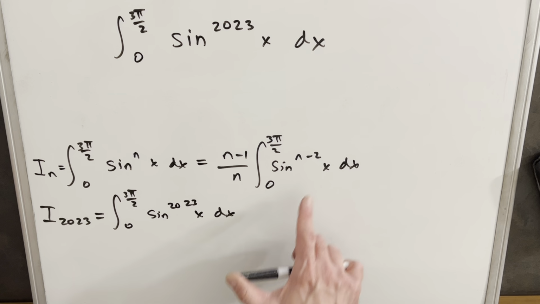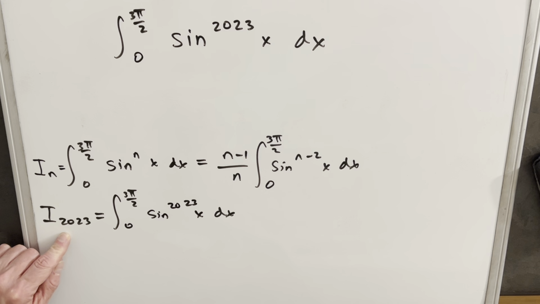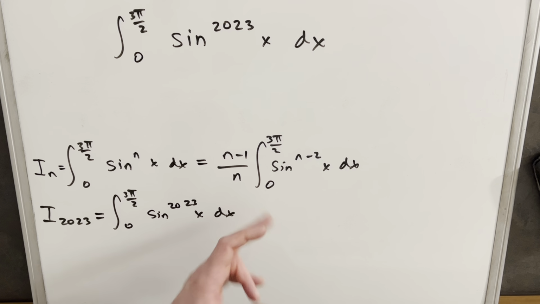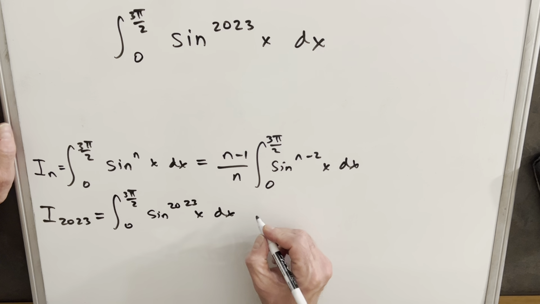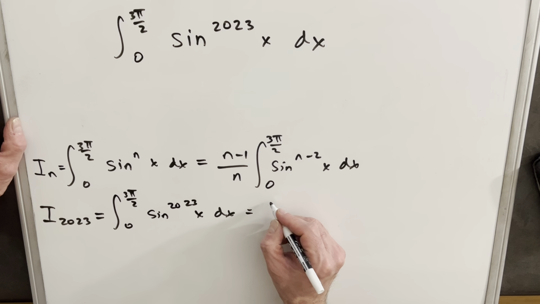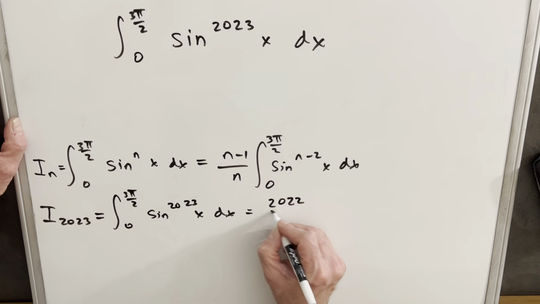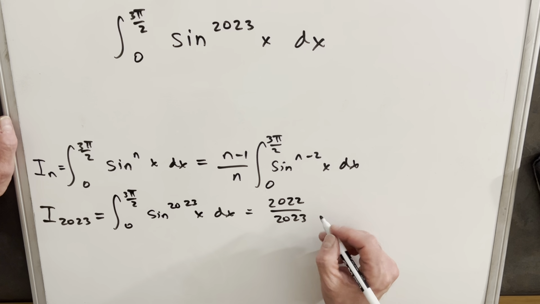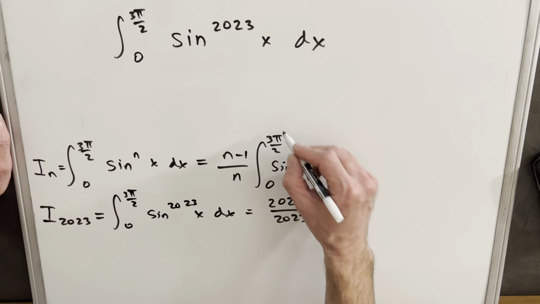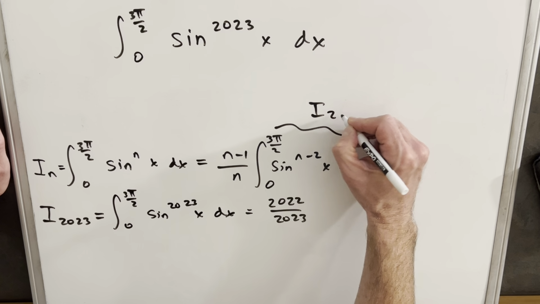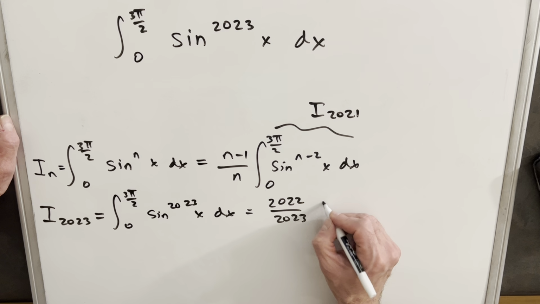Next, from here with our condensed form, we can start looking at our specific case. We're calling this I sub 2023 for our sine with the power of 2023. We have a formula for this, so let's look at what happens. If we plug this in, we know what our n is, 2023. So n minus 1 is 2022 over 2023. And then for this integral, we can look at this piece as just reducing the power by 2. You can look at this as I sub 2021.